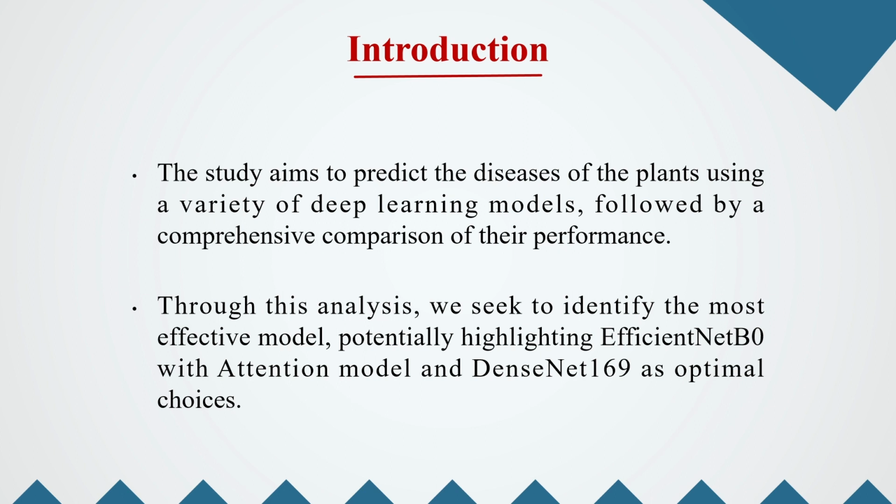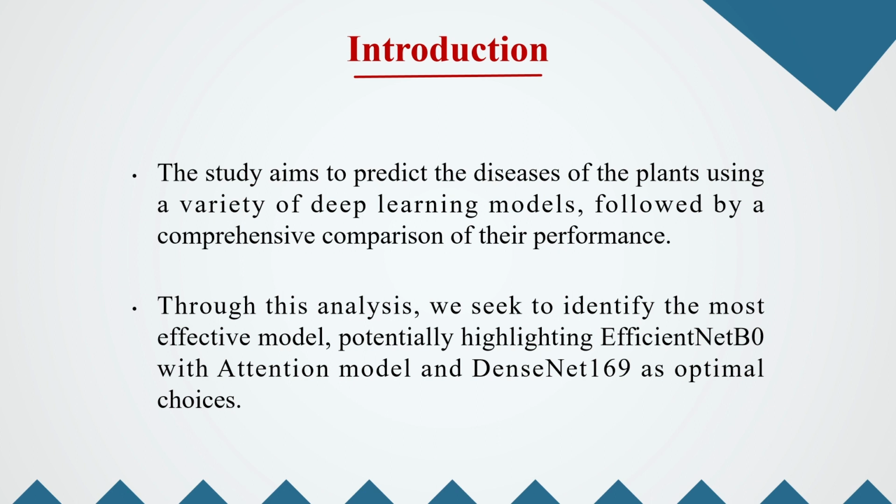as optimal choices. Both EfficientNet B0 and DenseNet 169 are deep neural network architectures which are designed for image classification. They consist of multiple layers of convolutional layers, pooling layers and fully connected layers. Pre-trained versions of both models are available, which can be fine-tuned on specific tasks with relatively small and large datasets. Both models have been shown to achieve high accuracy on benchmark image classification datasets.